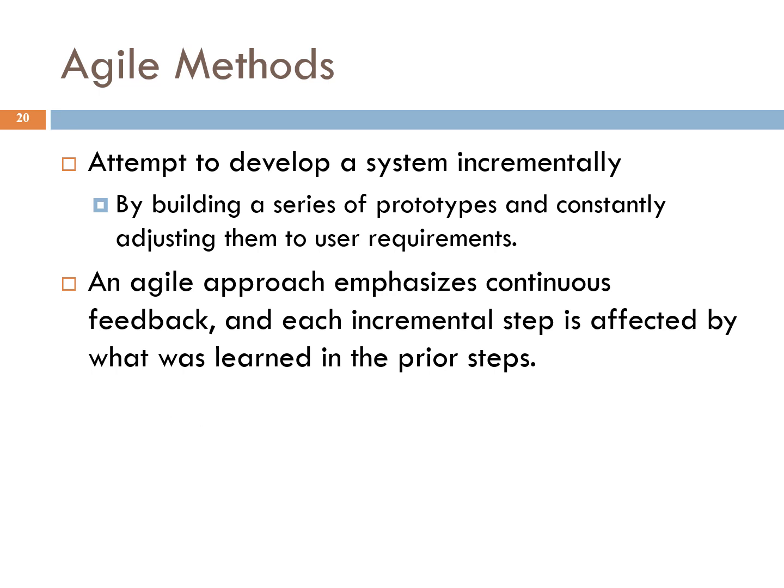We move on to the third method, which is the Agile method. It attempts to develop a system incrementally, by building a series of prototypes and constantly adjusting them to user requirements. So you have a prototype and then you adjust, you build another prototype, you get the user requirements, and so on. The Agile method emphasizes continuous feedback, and each incremental step is affected by what was learned in the prior steps.